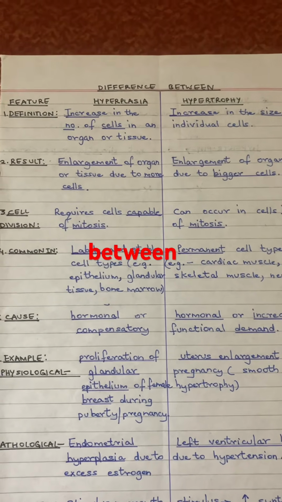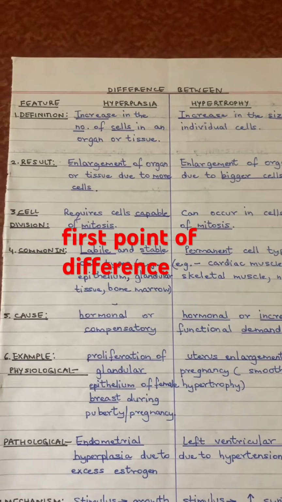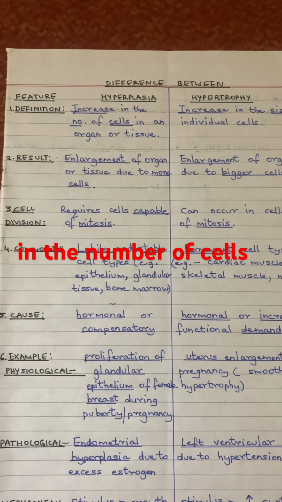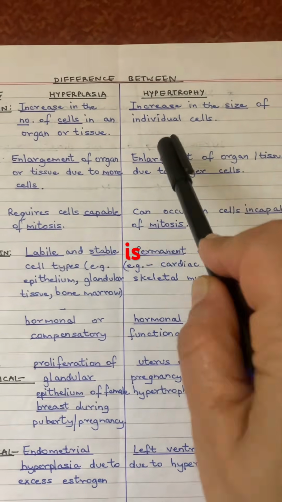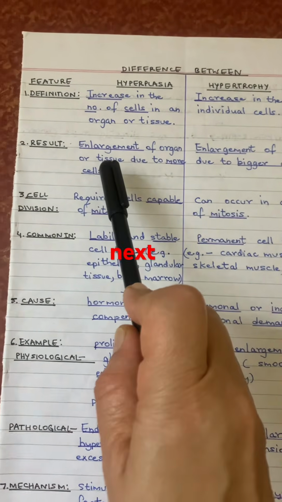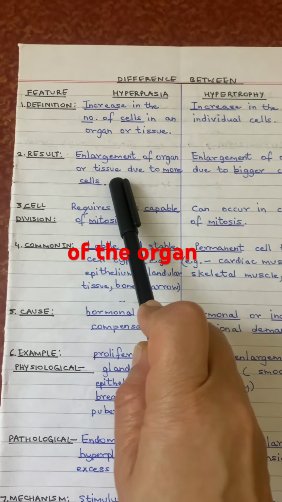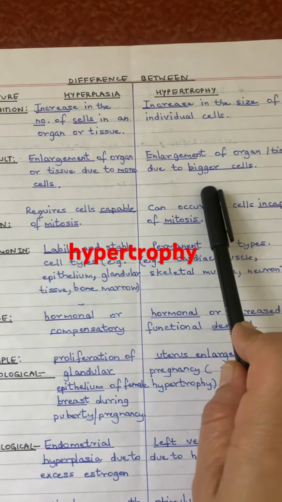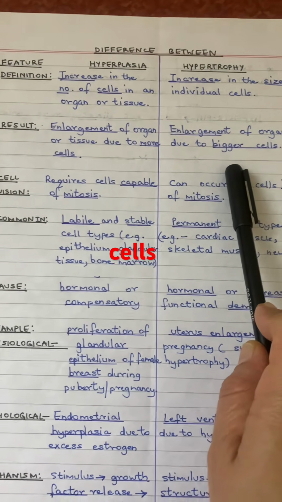Difference between hyperplasia and hypertrophy. The first point of difference is definition. Hyperplasia is increase in the number of cells in an organ or tissue. Hypertrophy is increase in the size of the individual cells. Next, as a result of hyperplasia, there is enlargement of the organ or tissue due to more cells. In hypertrophy, there is enlargement of the organ or tissue due to bigger cells.